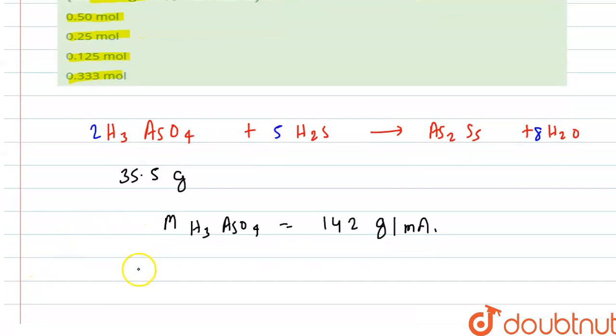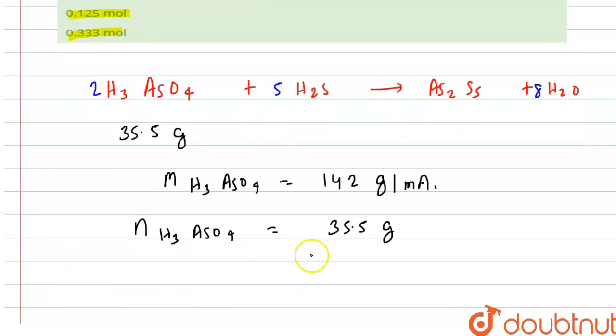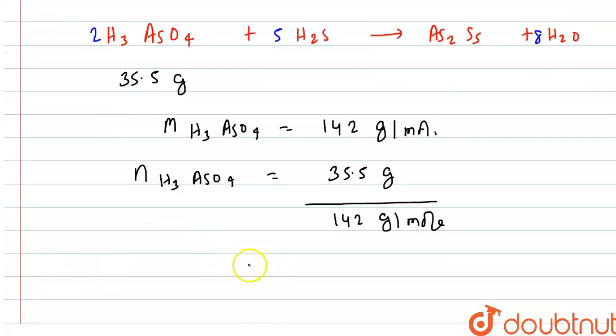So the number of moles of H3AsO4 will be equal to the given weight, that is 35.5 gram, divided by the molecular weight, that is 142 gram per mole, and it comes out to be 0.25 mole.